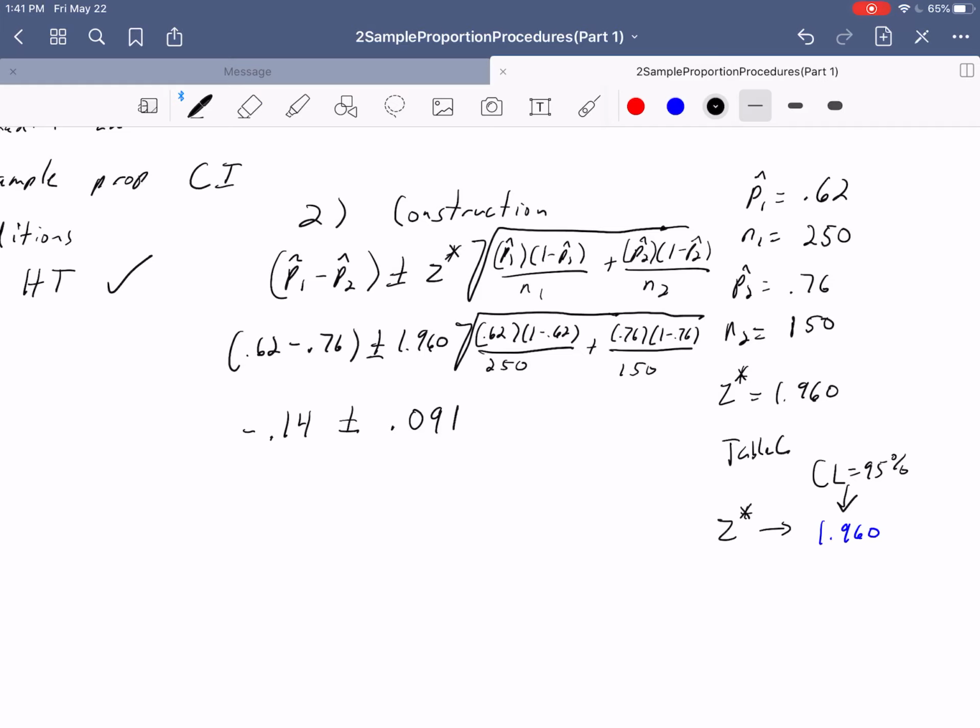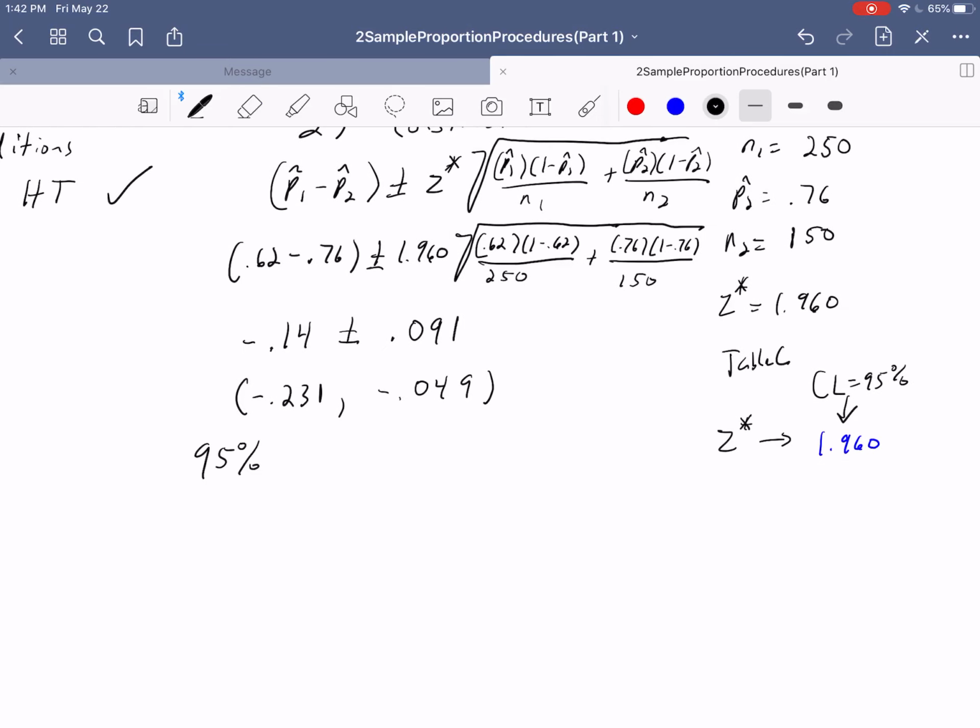Now go ahead and do your addition and your subtraction. So do your subtraction first, 0.14 minus 0.091. So that would be minus 0.231. And then the addition, minus 0.14 plus 0.091. And that would be minus 0.049. There we go. Then we can go ahead and write our interpretation.